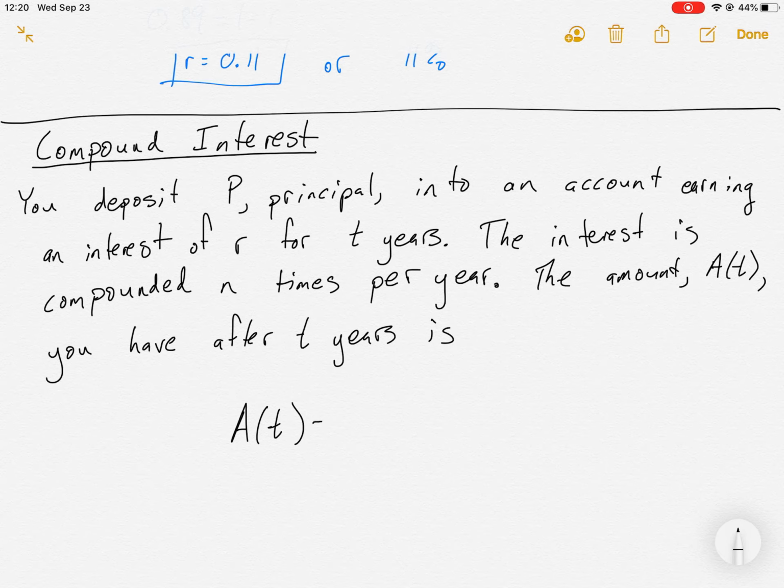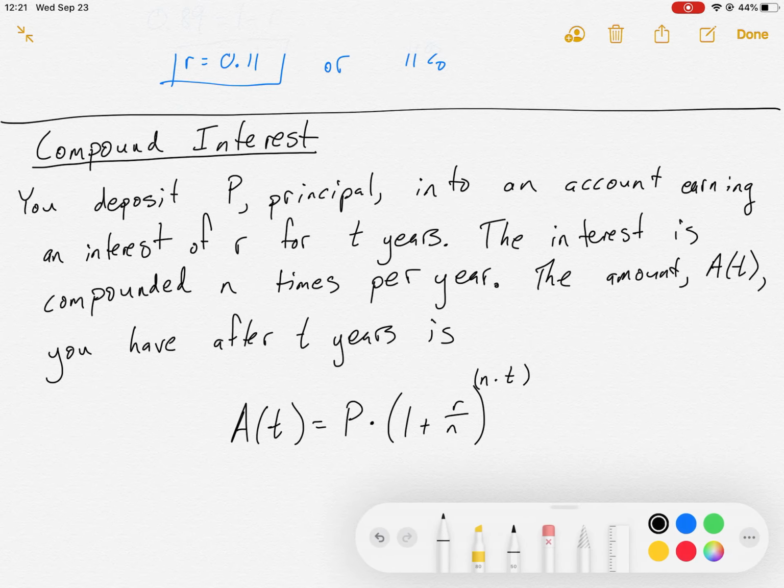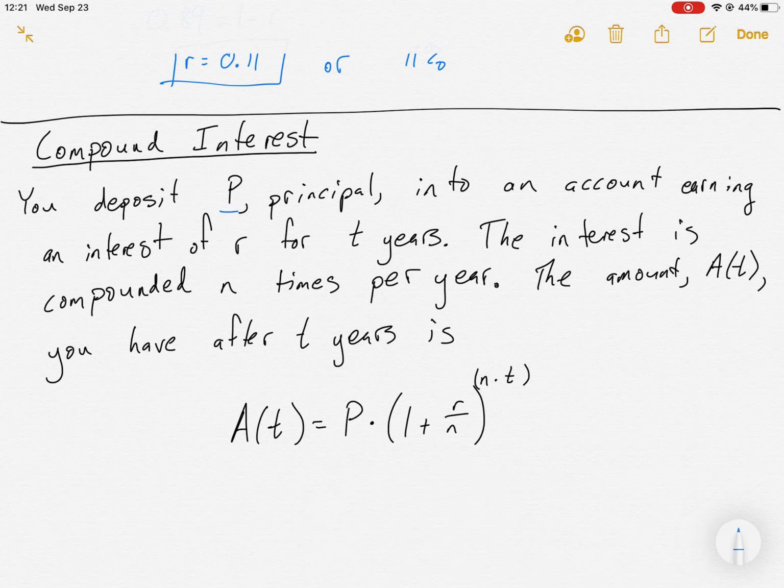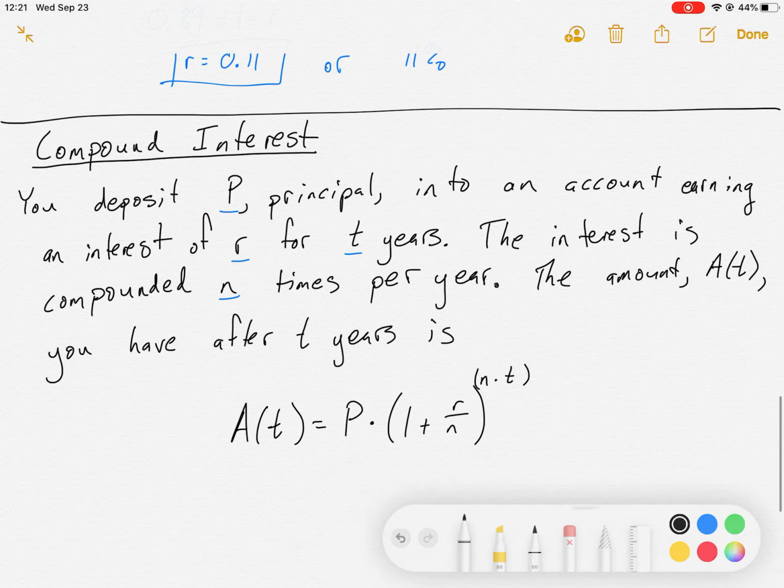A of T equals principal, so your initial amount, just like we had before. Now your rate is not just 1 plus R, it's actually R divided by N, and the amount of time that passes is not just T, it's actually going to be N times T in the exponent. So once again, we have our principal, our rate, and we have our T years, and then we have N times per year, and then they all show up in the formula.